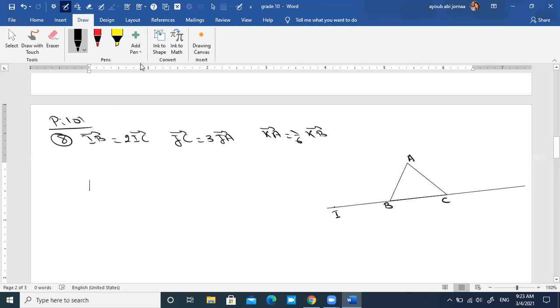Okay, look at this vector. If you plot the point I here, check, is IB equal to IC? As I told you last time, when you plot a point, check, does this point satisfy the given?